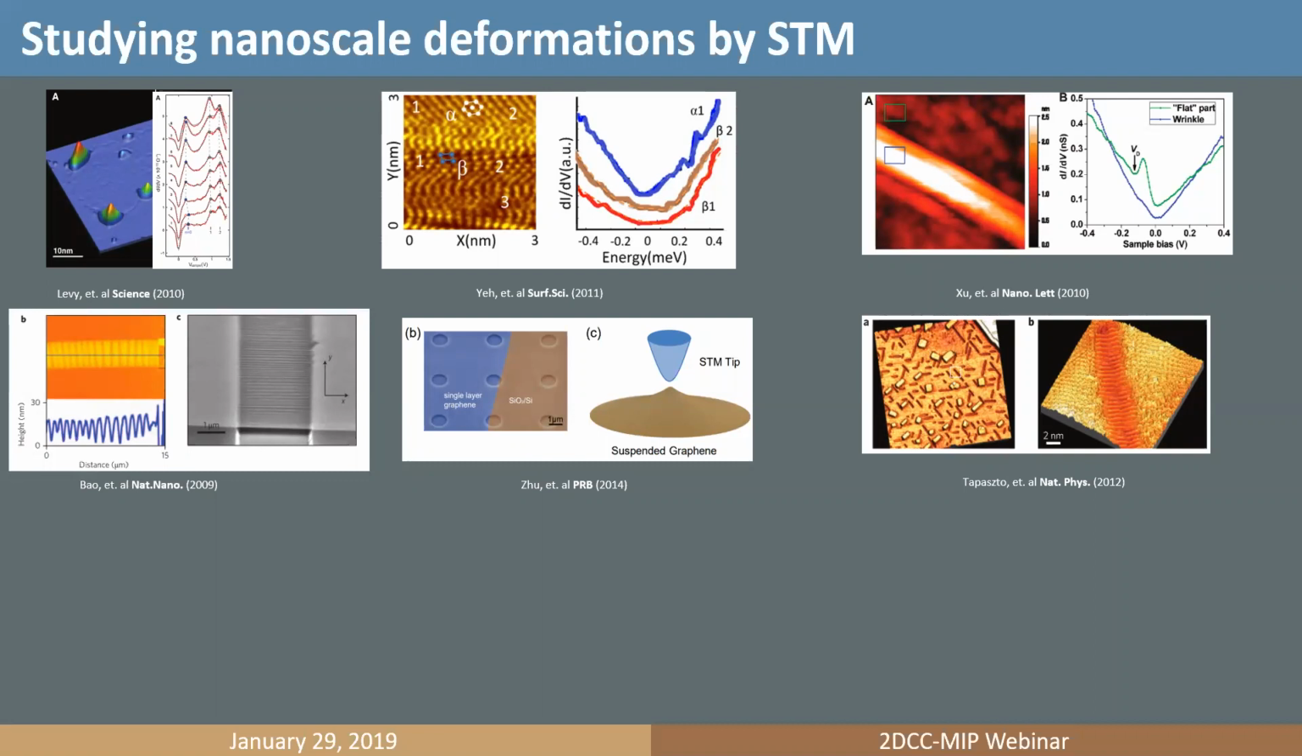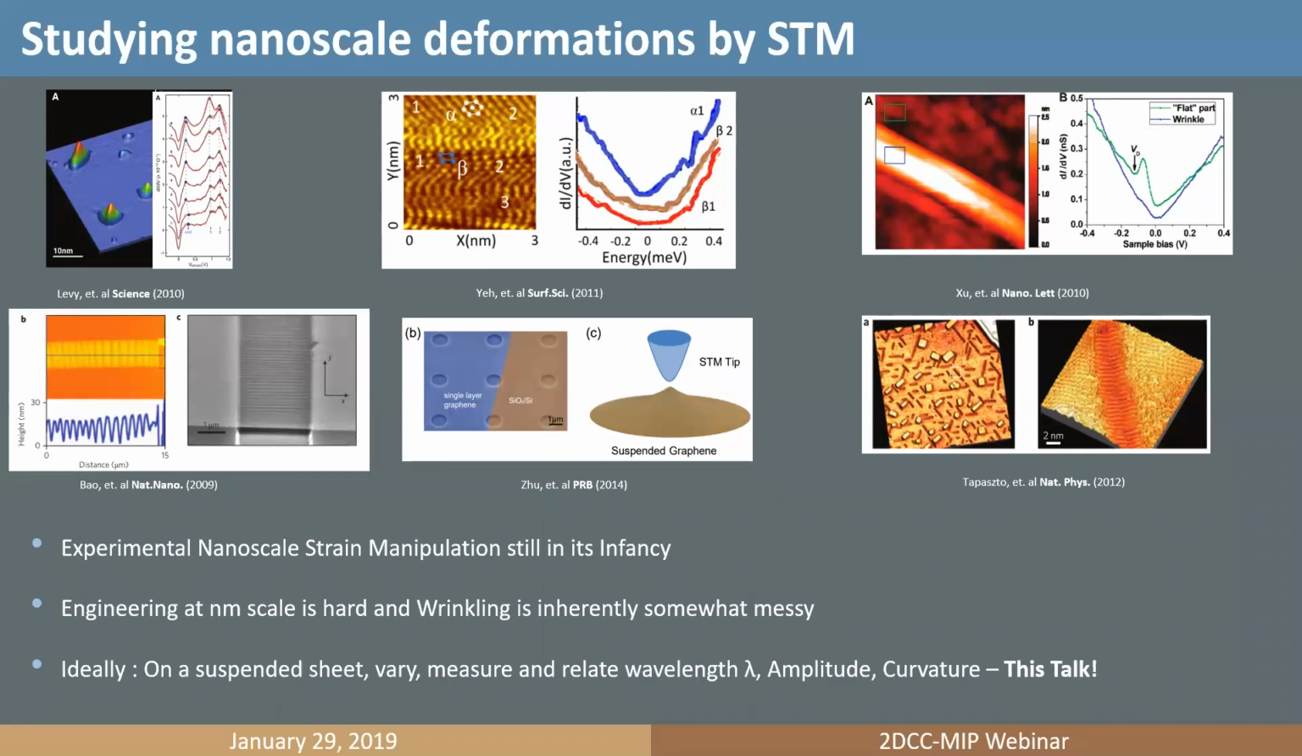Interestingly, these guys see something called a pseudomagnetic field, which I'll talk about later. Now, experimental strain manipulation of graphene is still in its infancy, mainly because of two things. One is wrinkling, rippling, this is inherently somewhat messy. And secondly, because engineering anything at the nanometer length scale is really, really hard.